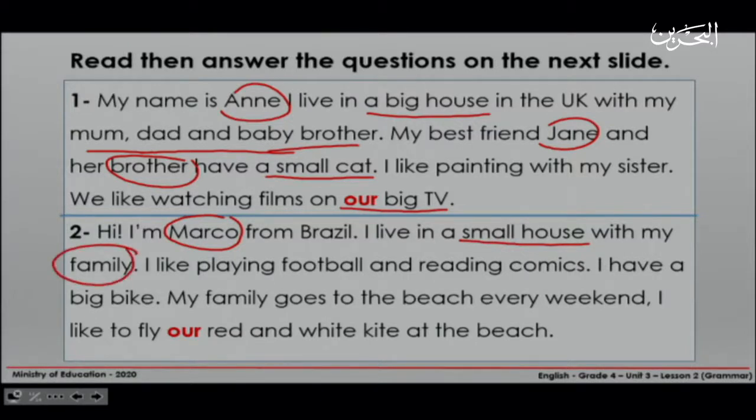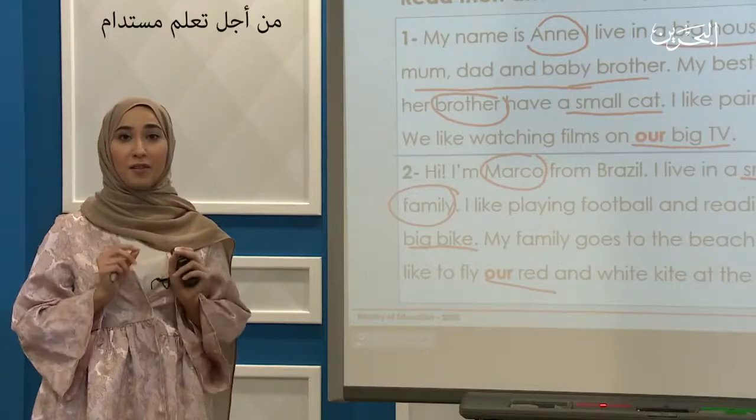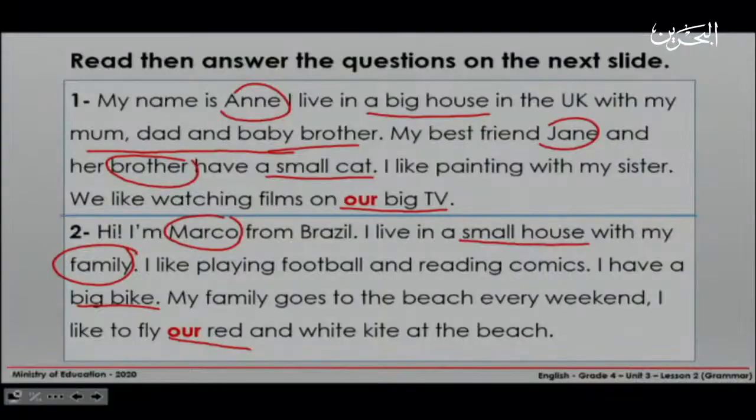I like playing football and reading comics. I have a big bike. My family goes to the beach every weekend. I like to fly our red and white kite at the beach. So now, let's see the questions. We are going to read some statements and you will write the names. So, take a look again, take some notes, read them again.